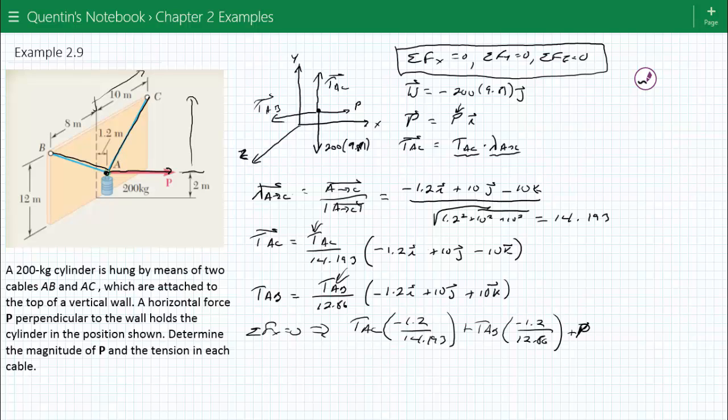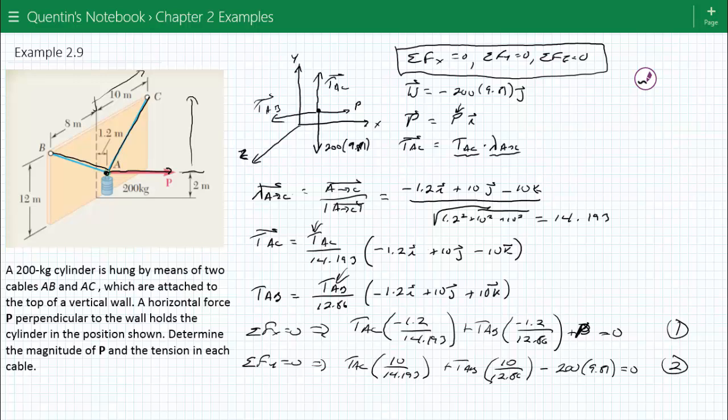Sorry, plus the magnitude P, because notice that it's not in the vector, it's just the magnitude, because we're just looking at the I portion of it. So that is one equation, right? And we take the sum of the forces in Y equals 0, and we're going to get the same type of deal. Here we're going to have TAC times 10 over 14.193 plus TAB times 10 over 12.86. And in the Y direction, we also have weight, so it's going to be minus 200 times 9.81 equals 0.